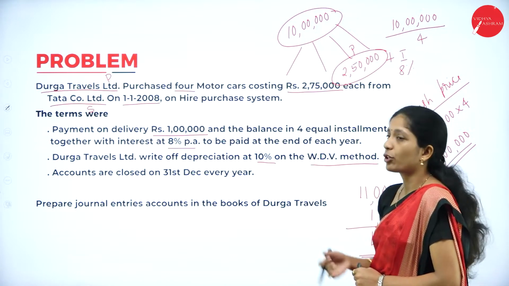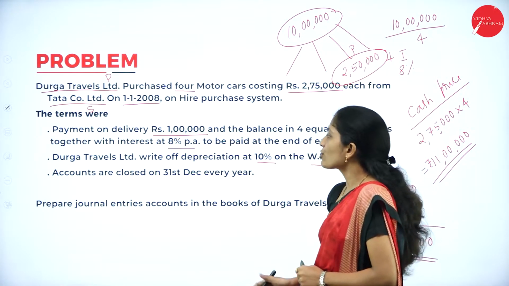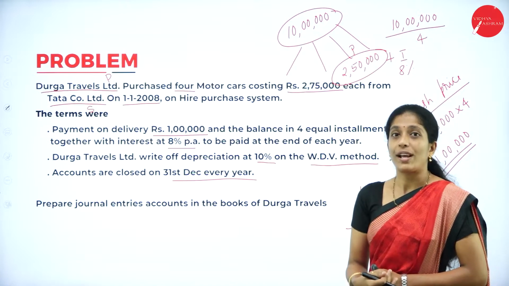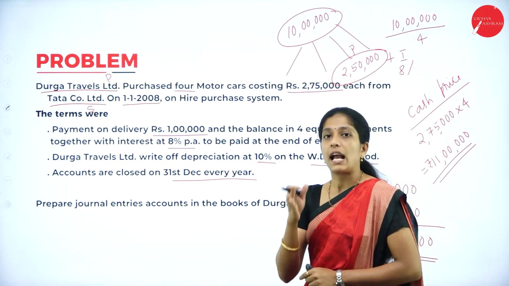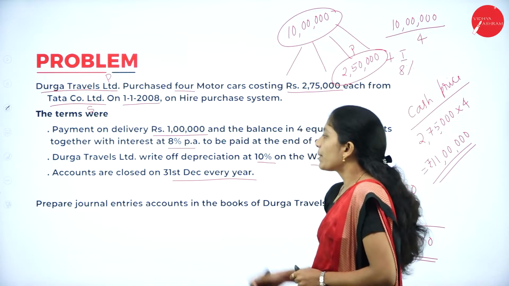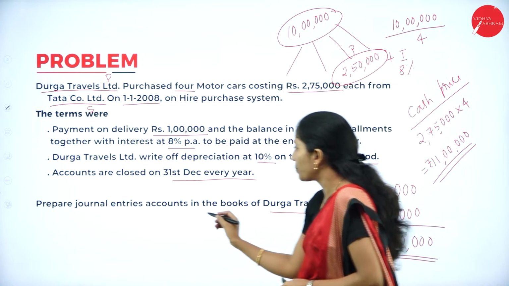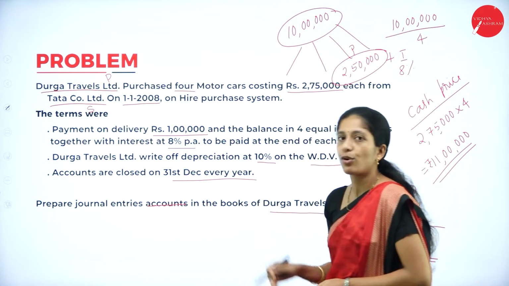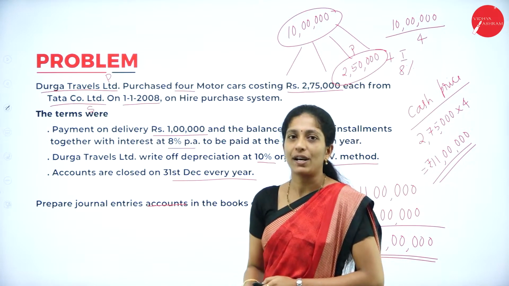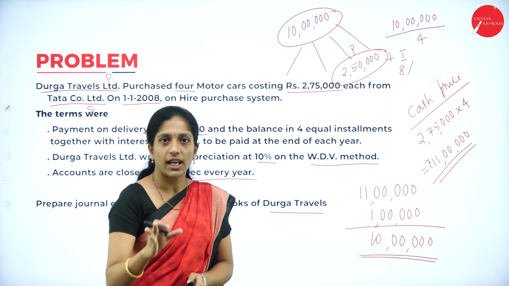So we have to calculate depreciation at 10% per annum. Accounts are to be closed on 31st December every year. So when we have to make the payment at the end of each year, that is on 31st December every year, prepare journal entries in the books of Durga Travels, that is, in the books of hire purchaser. Now it's very easy. I think you know the journal entries.